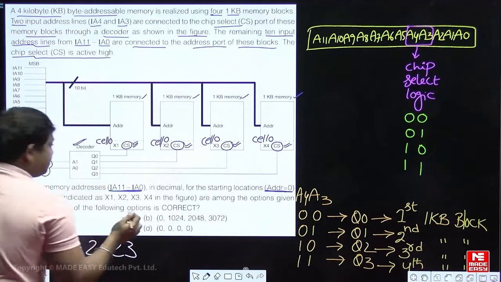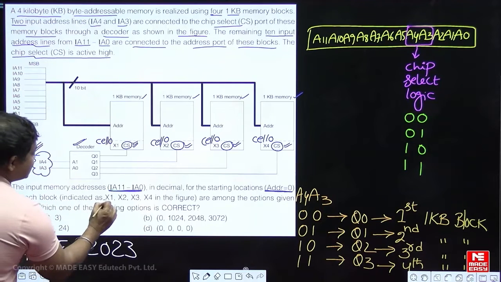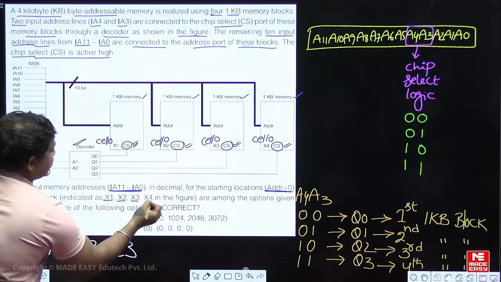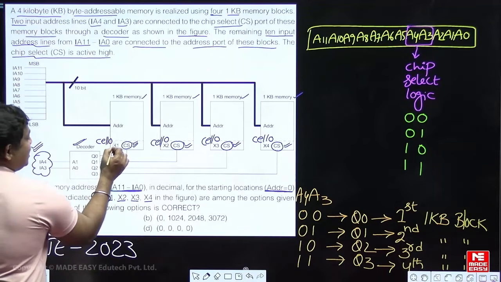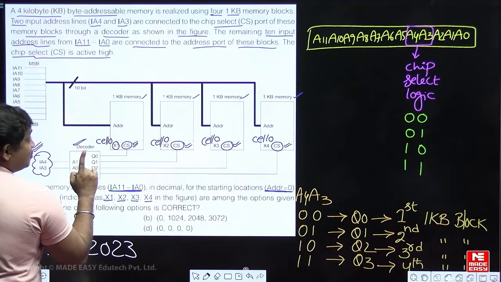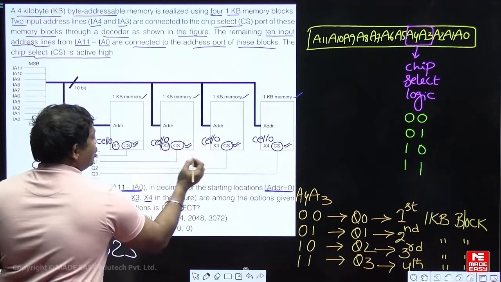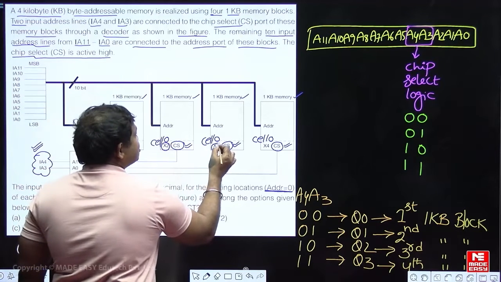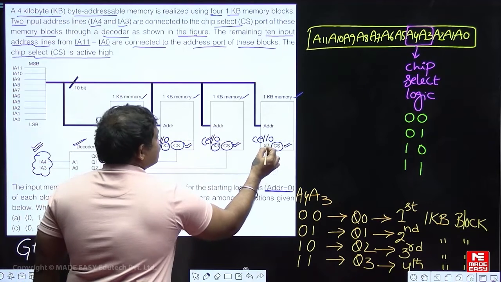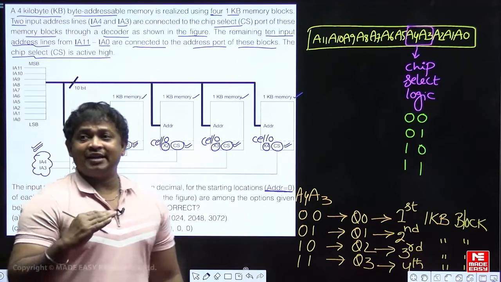Starting addresses of locations of each block indicates X1, X2, X3, X4. So, this is the X1. X1 indicates the starting address of first block. X2 indicates the starting address of second block. X3, starting address of third block. X4, starting address of fourth block. So starting address means address 0.